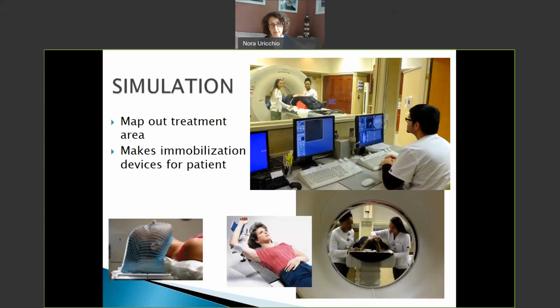So once the patient says, yes, I want to have treatment, the first step is the simulation. This is where we're going to actually map out the area that we're going to be treating. We'll also create different immobilization devices to help the patient hold still. So you can see that in the room here, there is a piece of X-ray equipment, a CT scanner, that we can image the patient in the proper position, and we'll get those images to then create a plan.